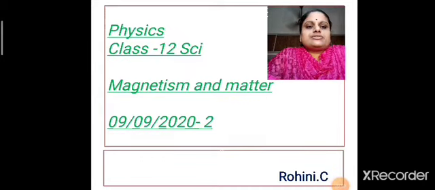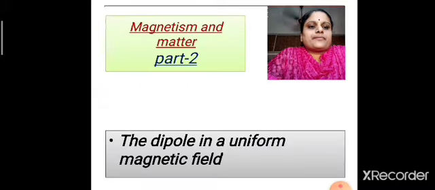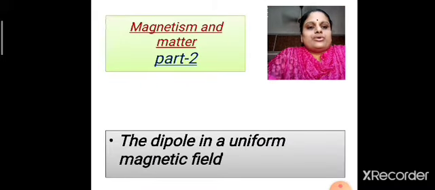Welcome back students to part 2 of the chapter Magnetism and Matter. In this module, we'll be discussing the dipole in a uniform magnetic field.